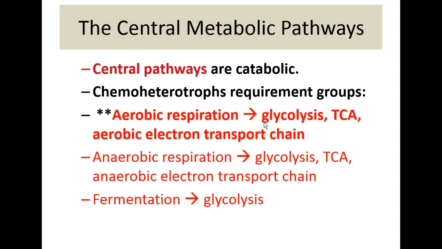These organisms will have glycolysis and the tricarboxylic acid cycle, or the Krebs cycle, as their central metabolic pathways, plus they will also have an aerobic electron transport chain. Among the groups that undergo anaerobic respiration, we will again have glycolysis and the Krebs cycle, or tricarboxylic acid cycle, and an anaerobic electron transport chain. Finally, among the fermenters, we will only find glycolysis.